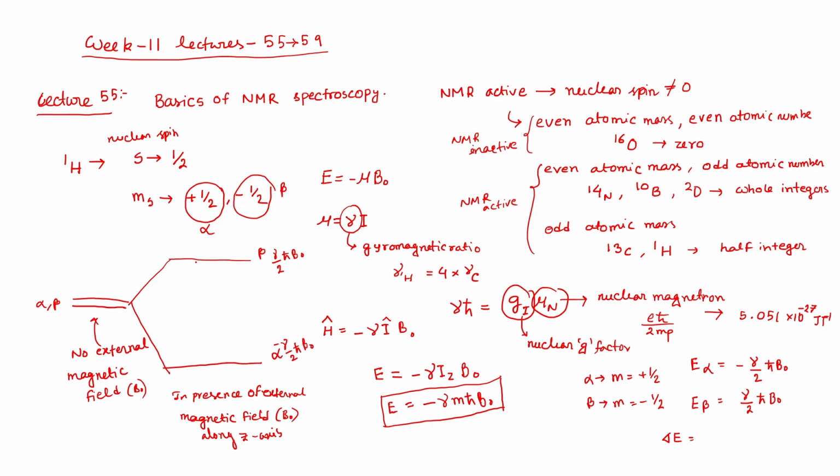Now see one thing. The total energy splitting, the energy gap, will be gamma by 2 plus gamma by 2, so it will be gamma h cut B0. So this energy difference is gamma h cut B0. So you can see that if I increase the external magnetic field, which I can do, then the splitting will be more.